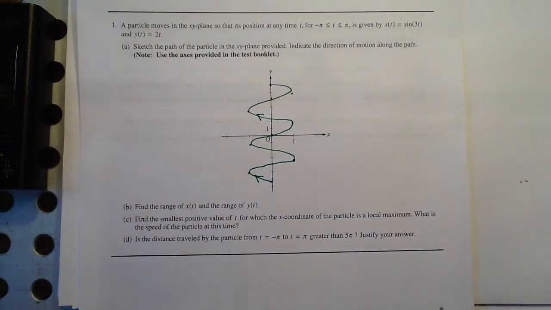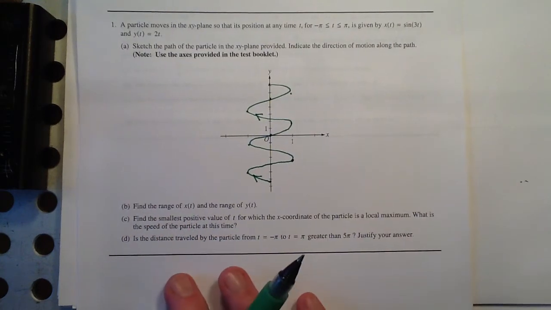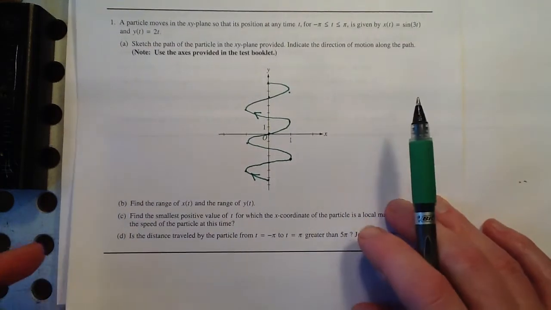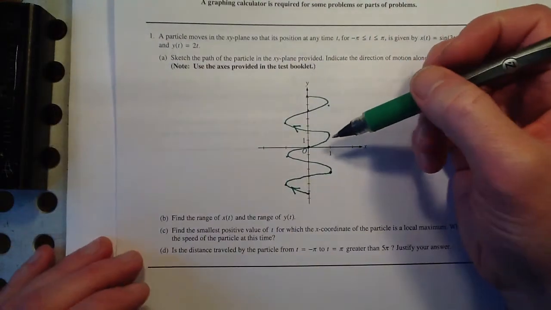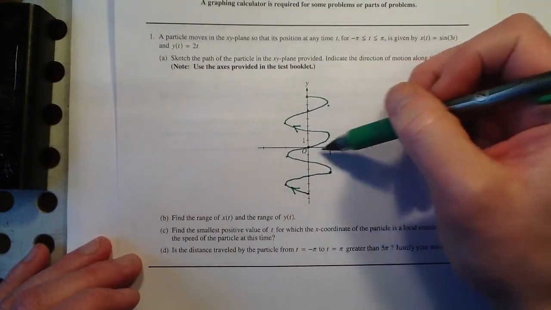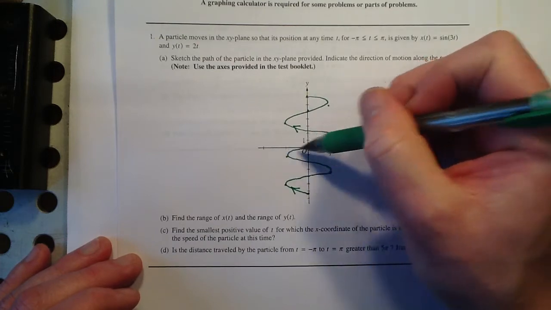Okay, so find the range of x of t and the range of y of t. So here, oops, what's that? There you go. For b, x of t is equal to the sine function. Well, let's look at this. I mean, what are the ranges for the x values? For this, it's -1 to 1, right? I mean, there isn't really any work to do there.